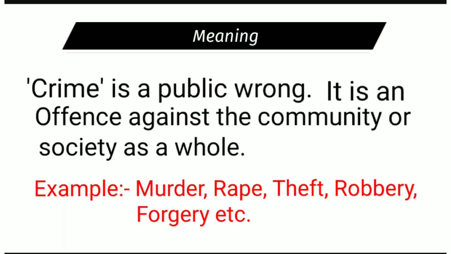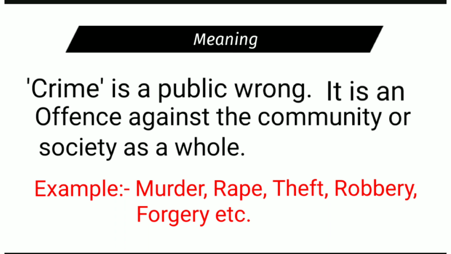So firstly, let's see what's the meaning of crime. Crime is a public wrong. It is an offense against the community or society as a whole. It causes threat to social security and creates social disorder. For example, murder, rape, theft, robbery, forgery, etc. So it means that crime does not cause injury to an individual only, but it is a crime towards the whole of the state, unlike tort.